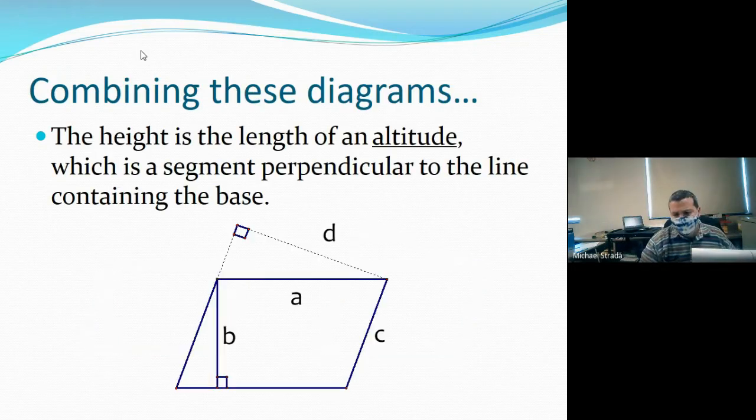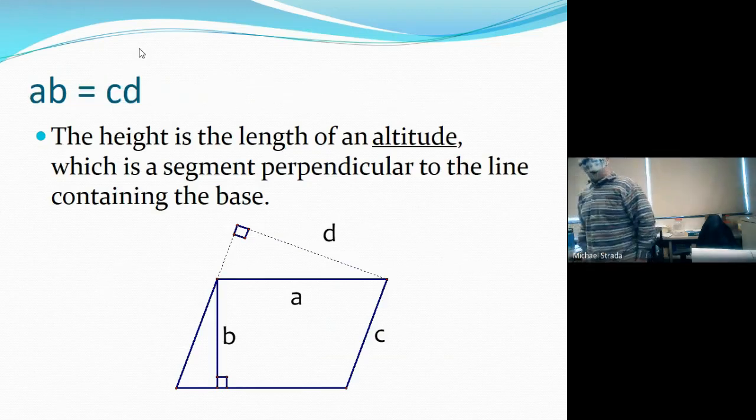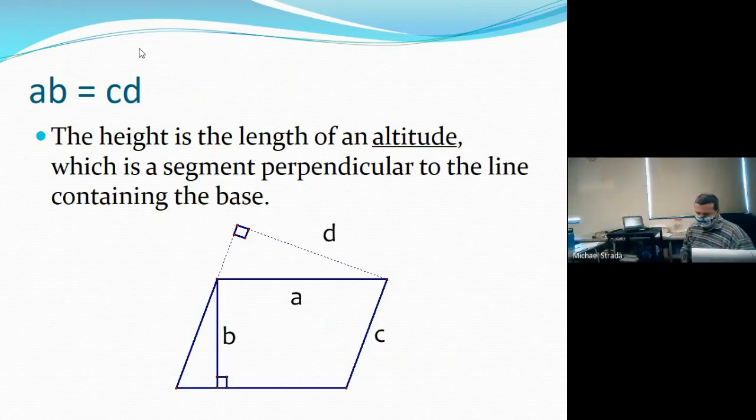So basically, combining the diagrams, you can find the area using A times B or C times D. As a result, we're allowed to say AB is equal to CD.